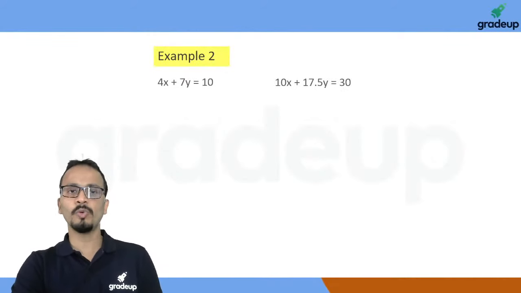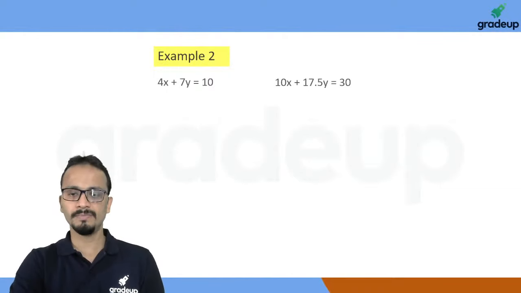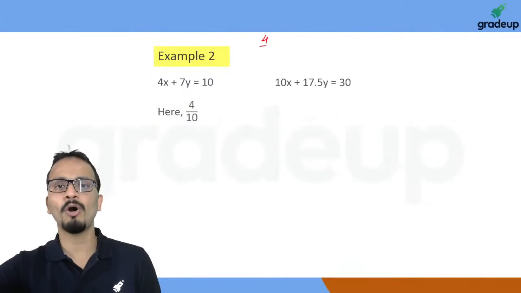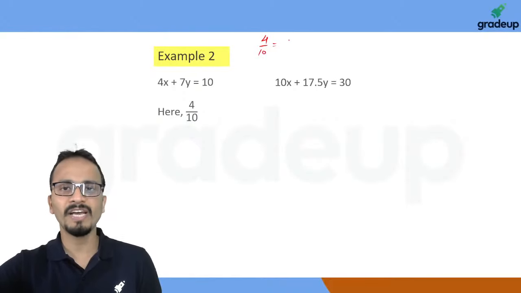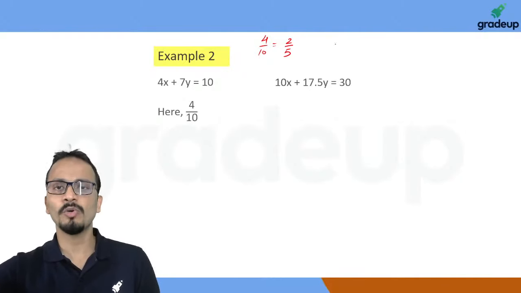Now let's move ahead and look at another example. Let's consider these two equations, 4x plus 7y equal to 10 and 10x plus 17.5y equal to 30. Again, I'll calculate all the ratios. The first ratio is 4 upon 10, which I can simplify and write as 2 upon 5. Now the second ratio is 7 upon 17.5. Upon simplifying it, I can write it as 70 upon 175.